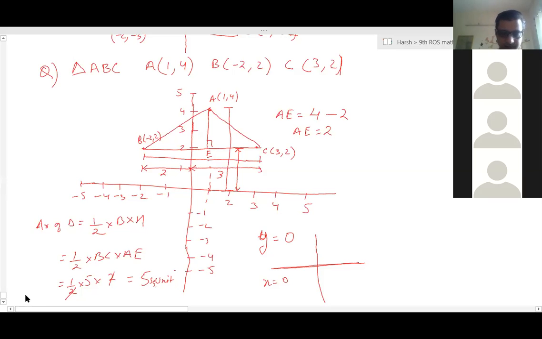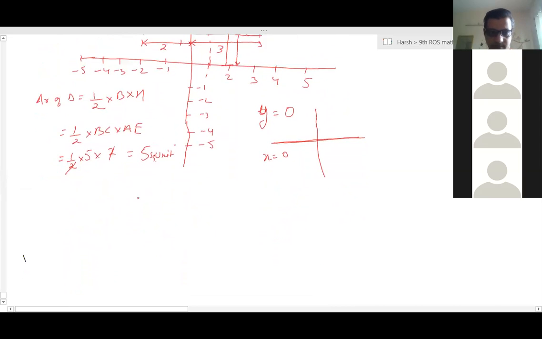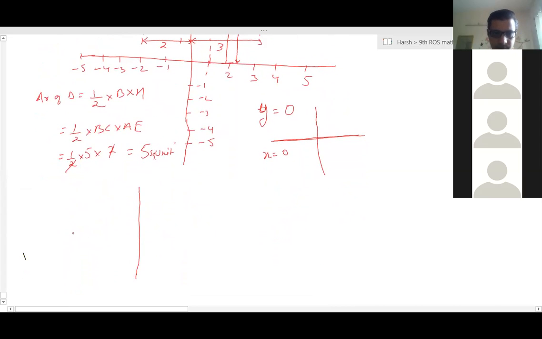First, I'm telling you, we draw it, we say x and this x dash, y and y dash. Got it? Yes. Okay.